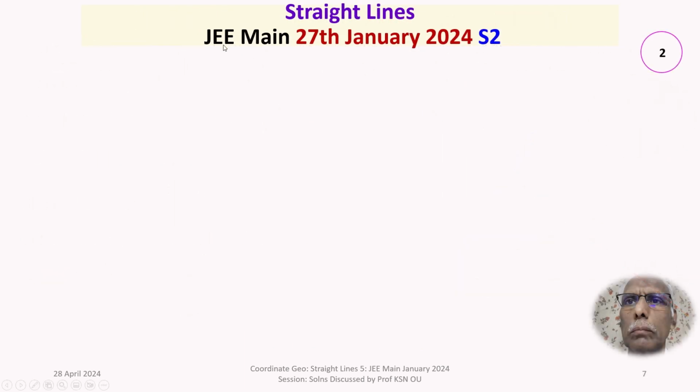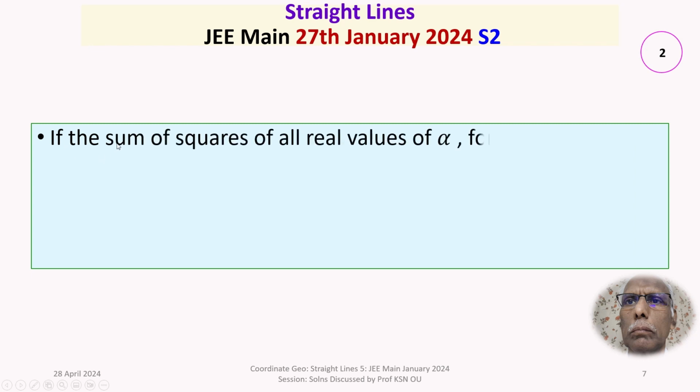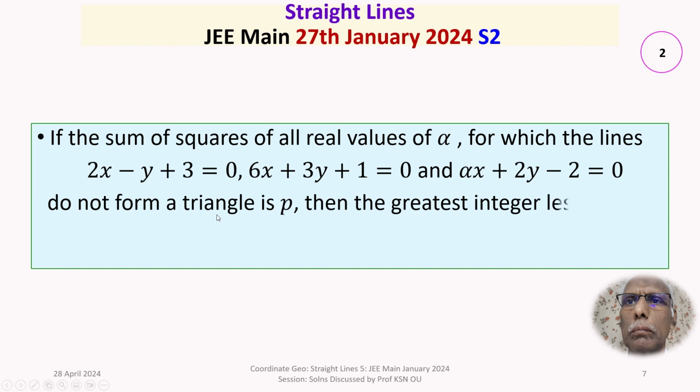This question has appeared in the JEE Main exam held on 27 January 2024 in the second shift. The problem is, if the sum of the squares of all real values of alpha for which the lines 2x minus y plus 3 is equal to 0, second line 6x plus 3y plus 1 is equal to 0, and the third line alpha x plus 2y minus 2 is equal to 0, do not form a triangle, is P.